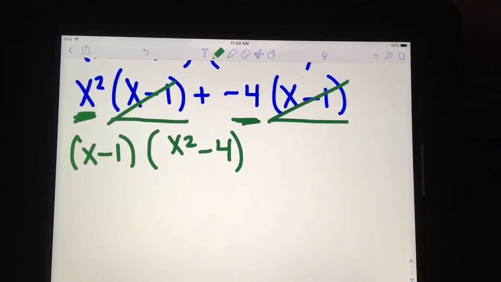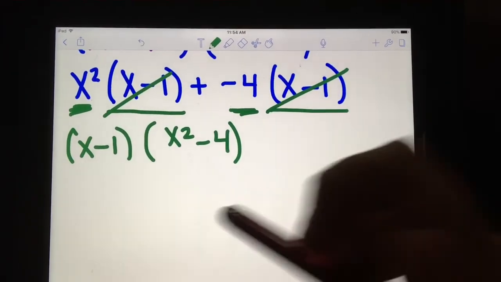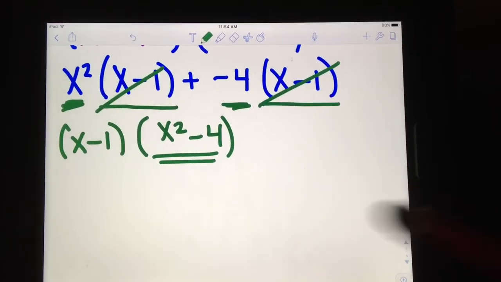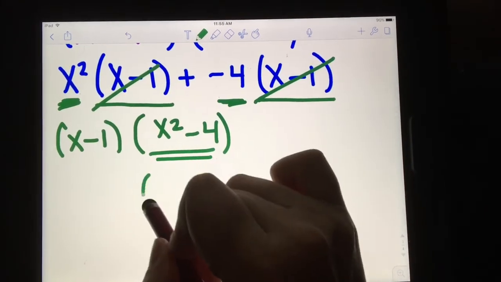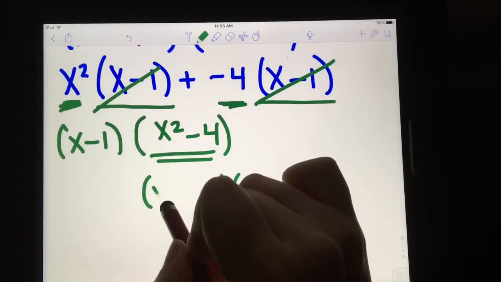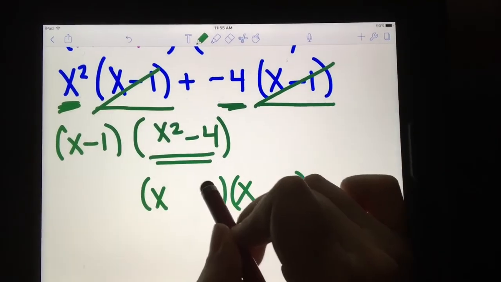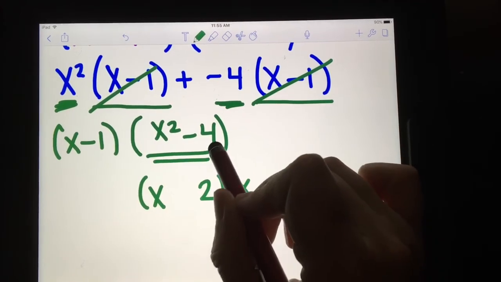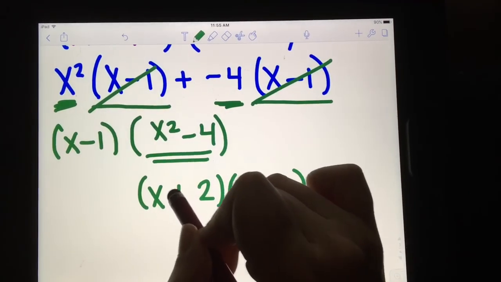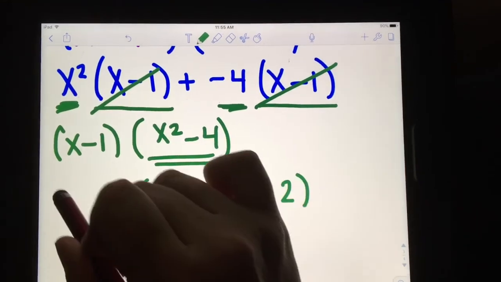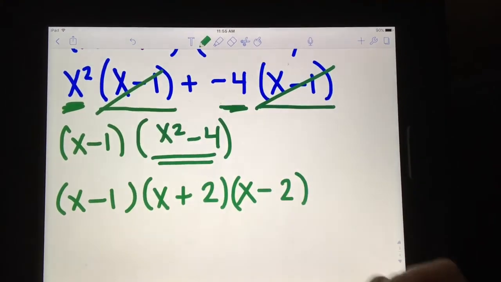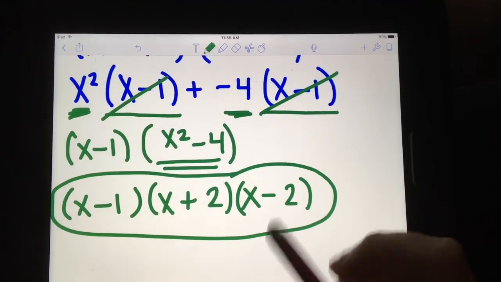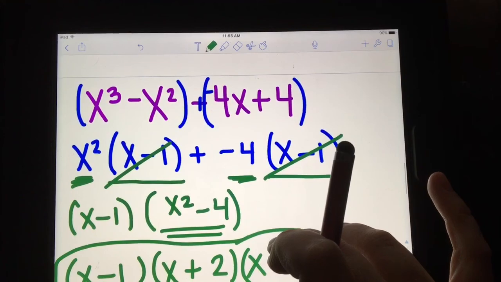Now when you're factoring, you want to make sure that you factor all the way out. So this right here, some of you may have already noticed, it is difference of two squares. So I can factor that by taking the square root of each term. Square root of x squared is x. Square root of 4 is 2, and I make one of them a positive and one of them a negative. And then I simply bring down my x minus 1. Then this is my final factored answer for this problem.